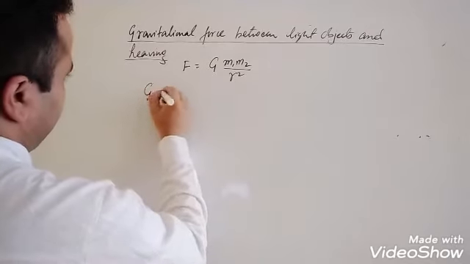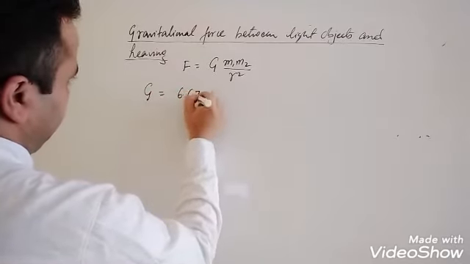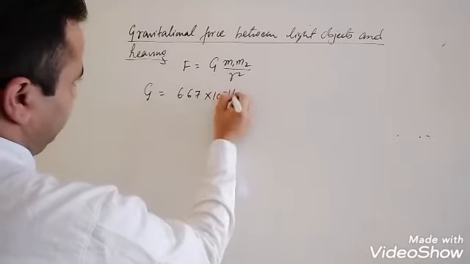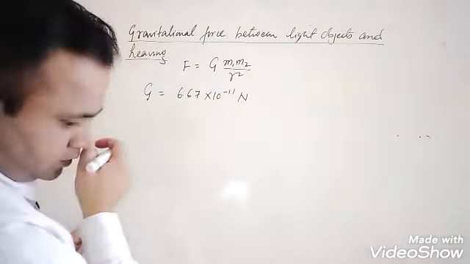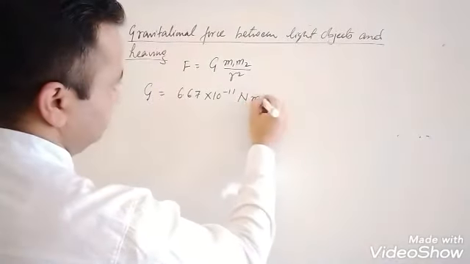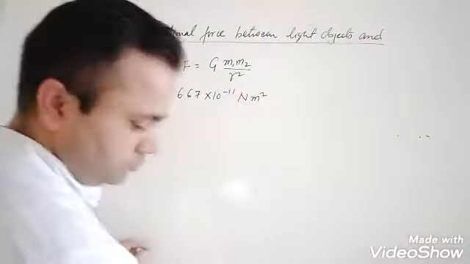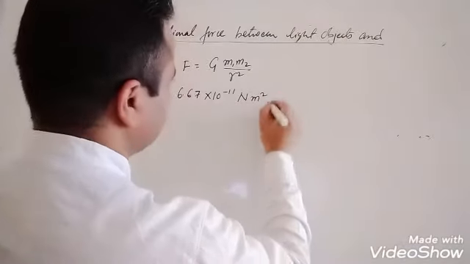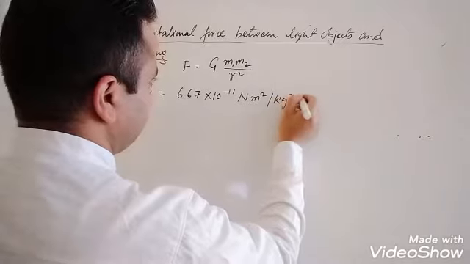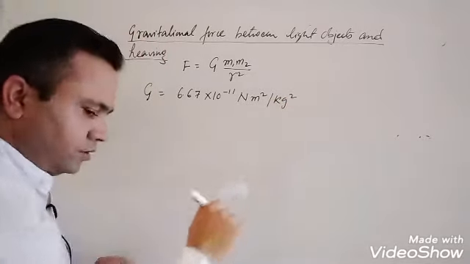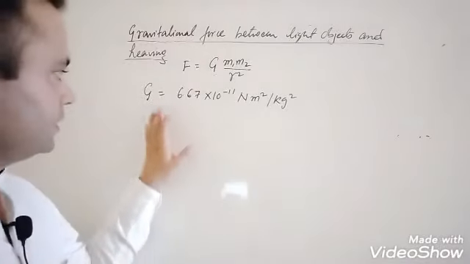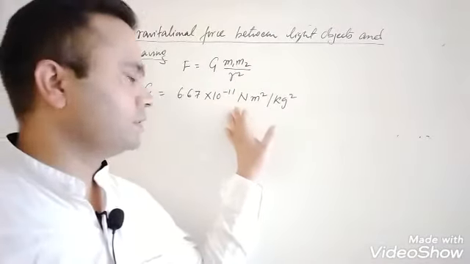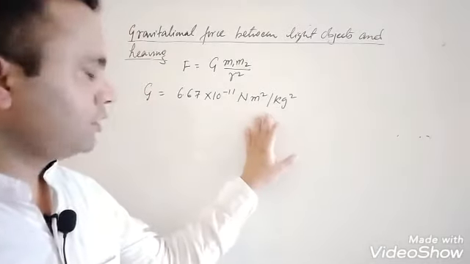What is the value of G? 6.67 into 10 to the power minus 11 Newton meter square per kg square. This is the value of the gravitational constant. The universal gravitational constant is 6.67 into 10 to the power minus 11 Newton meter square per kg square.